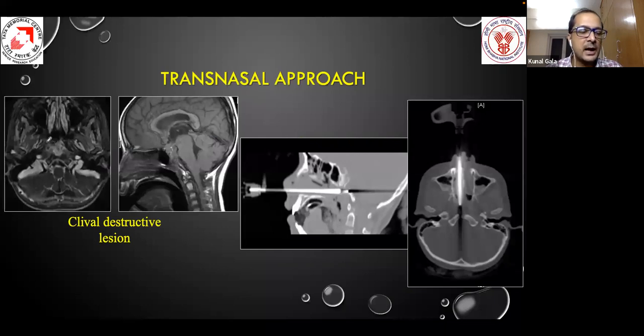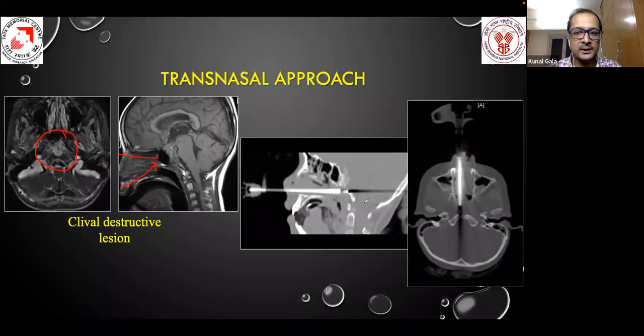So this is a clivus lesion. So here what we can see is a clivus lesion. What we can do is go from a transnasal approach or a transoral approach. However, the transnasal approach is generally preferred as it is located bang posterior to the nasopharynx and to the clivus.